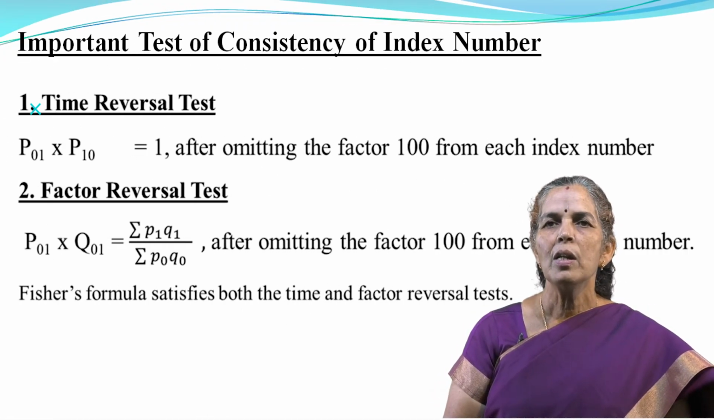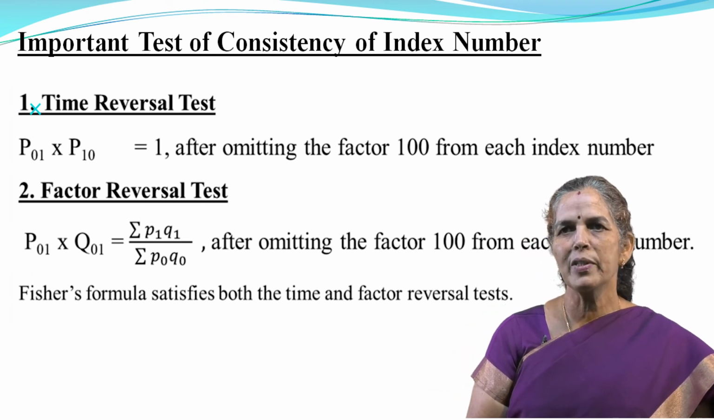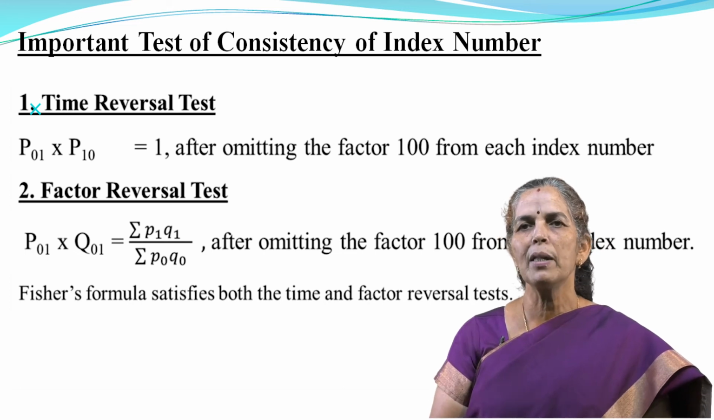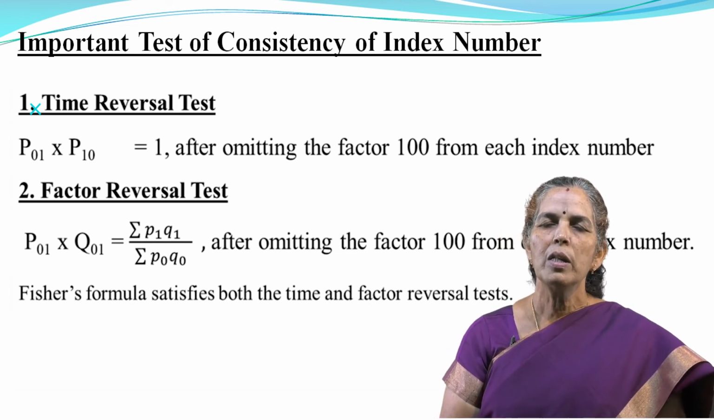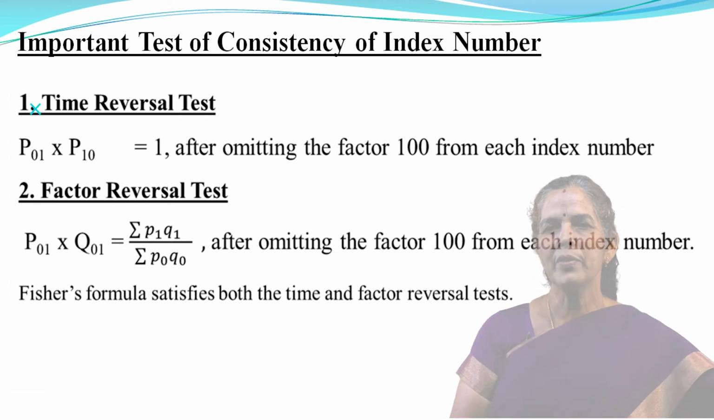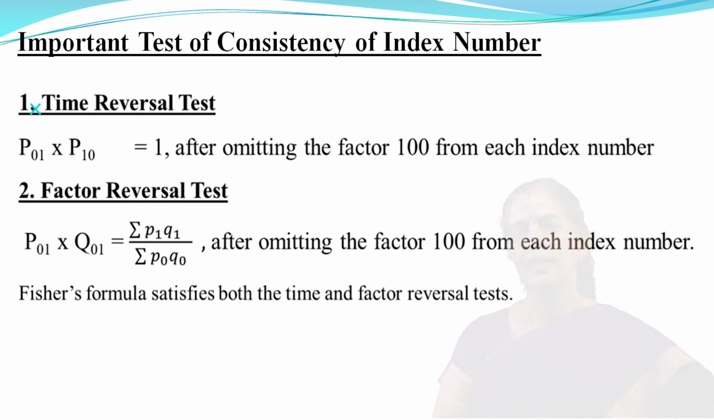Next we will see the important tests of consistency of index numbers. Number 1, time reversal test. This is nothing but P01 into P10 equal to 1. That means we first of all calculate base year with current year. Next, we change the time period, 1 with 0 place and 0 with 1 place. That is reverse order. So when we multiply these two price factors, that must give 1, cancelling all the factors after omitting the factor 100 from each index number.